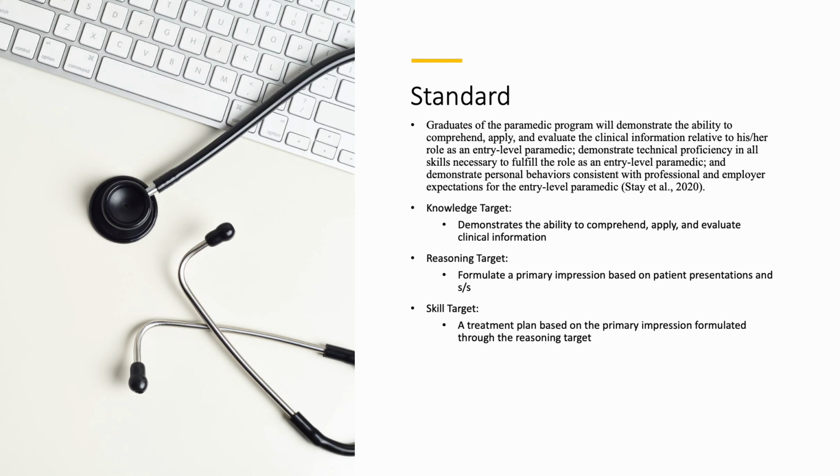Product targets, utilizing this knowledge, reasoning, and skill, will create our final product. For this standard, learners demonstrate technical proficiency in all skills necessary to fulfill his or her role as an entry-level paramedic and demonstrate the appropriate professional behavior consistent with an emergency medical technician at the paramedic level. This product will be observed in a summative simulation of a patient who will be suffering a medical emergency. The rubric applied to this presentation will be for an asthmatic patient and will be explained in that section.